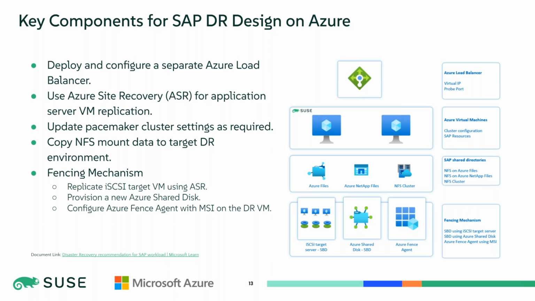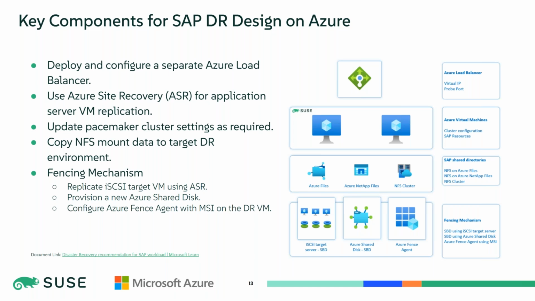So you need to replicate these volumes, or you need to copy this NFS mount data to the target DR environment. When you replicate your VMs onto the target DR environment using ASR and you do a failover, you need to make sure that the VM comes up and the pacemaker configuration gets updated. You need to adjust the pacemaker configuration, as the IP address will change and things like that, when you perform the failover.